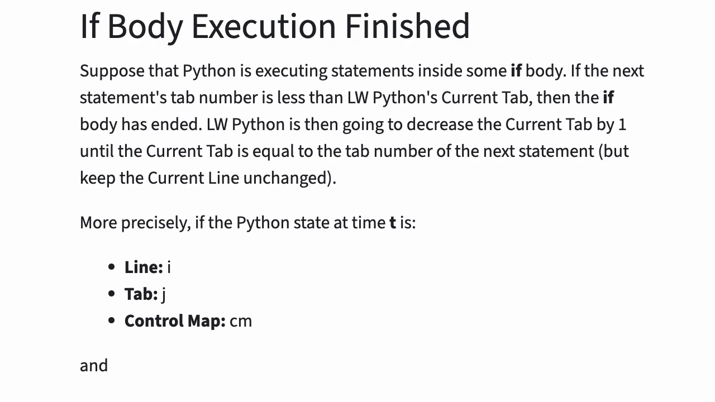Suppose that Python is executing statements inside some if body. If the next statement's tab number is less than LWPython's current tab, then the if body has ended. LWPython is then going to decrease the current tab by 1 until the current tab is equal to the tab number of the next statement, while keeping the current line unchanged.